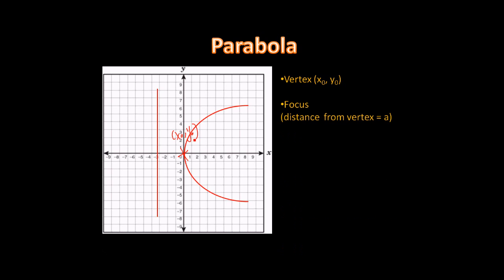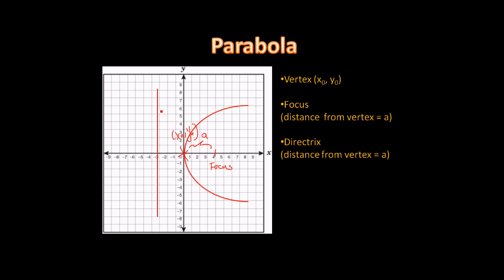Alright, the next one is the focus. Focus is another point which is not on the parabola. It's somewhere along the axis of the parabola and it is of distance a. So let's say if the focus is here, then it is of distance a from the vertex.